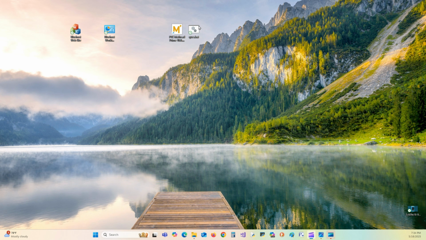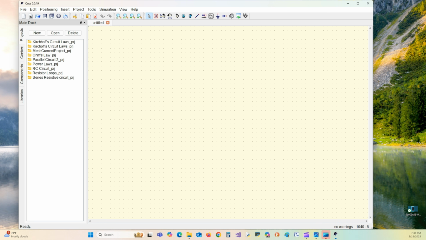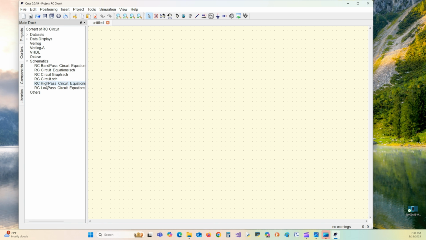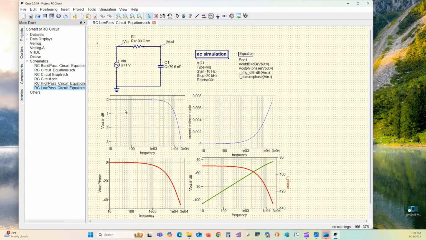Okay, open up your QUCS. There we go. I've already built this circuit, so we're going to use it again, the RC low-pass circuit equations. But I'm going to show you where to get everything here and how to construct this schematic and run this simulation. This is the same as the other one, but we need to change our resistor to be correct and our capacitor to be correct.